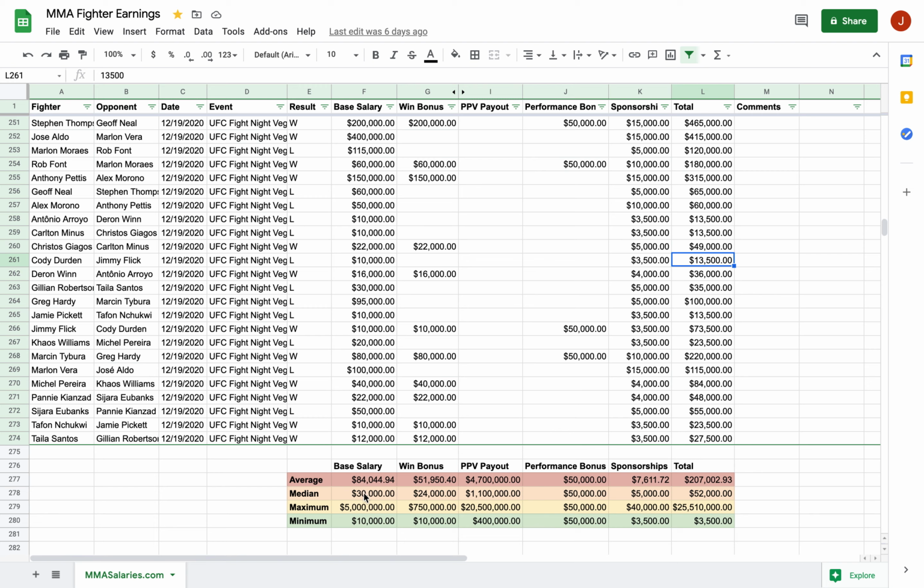There's also the median. The median is the people in the middle of the pack, not the average. So the people in the middle of the pack get $30,000. So when you take out all the outliers, like the minimums and the maximums, such as $10,000 for the minimum and $5 million for the maximum, which I bet you can guess who that is. It's Conor McGregor.